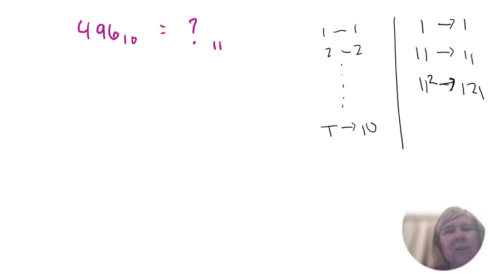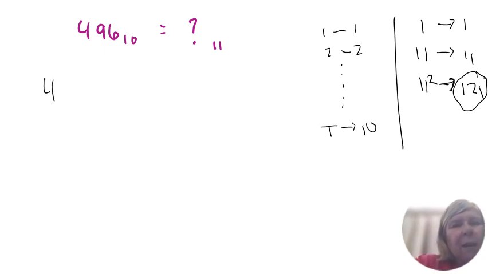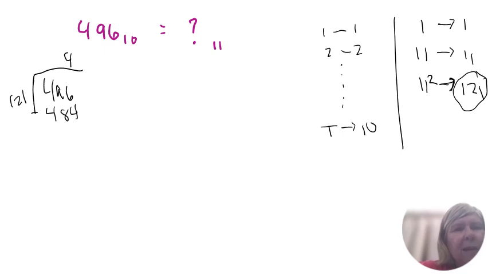So the first thing I do is I want to know how many times does 121 go in here. If you think about my other video, you have a coin that's worth 121 cents, and you want to know how many of those coins you can get out of here. So 496 divided by 121. Let's see, if I have 4 of those coins, they would be worth 484 cents, and that would leave 12 cents left over. So I have 4 of the 121 coins.